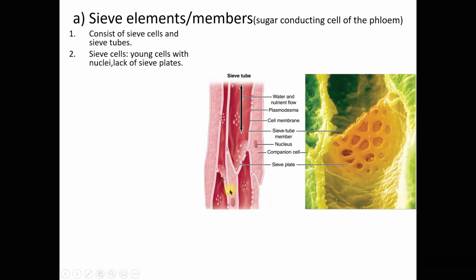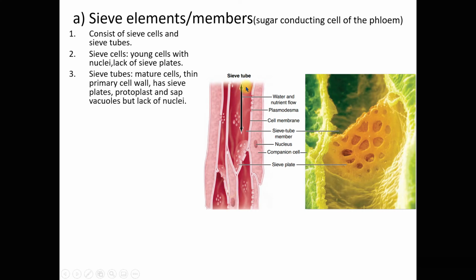Sieve cells are young cells with nuclei, lacking sieve plates. Sieve tubes are mature cells that have thin primary cell walls. They have sieve plates. You can see the sieve plates here. Protoplast and sap vacuole, but lack of nuclei. The protoplast is not shown here to ease understanding of this sieve tube and how they are interconnected with the other sieve tube.